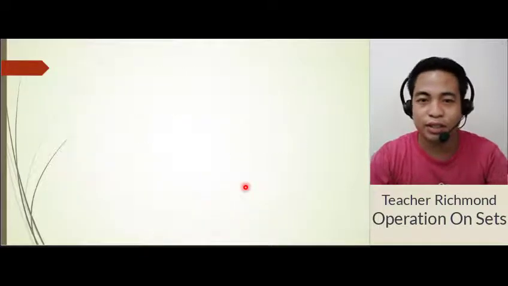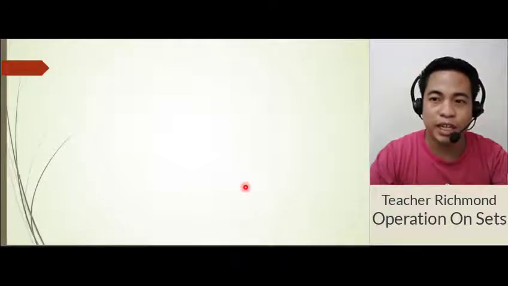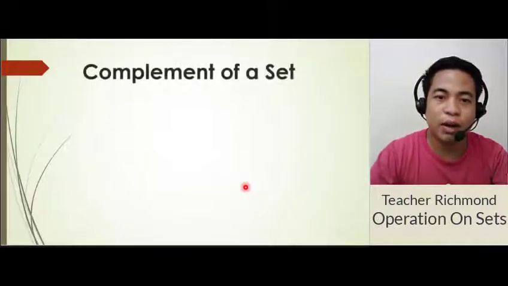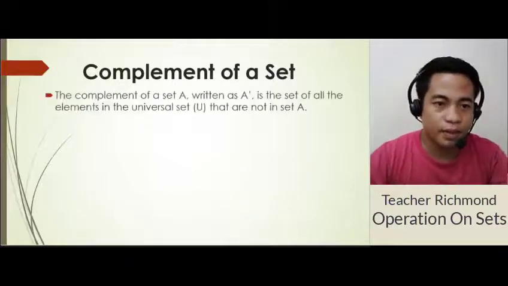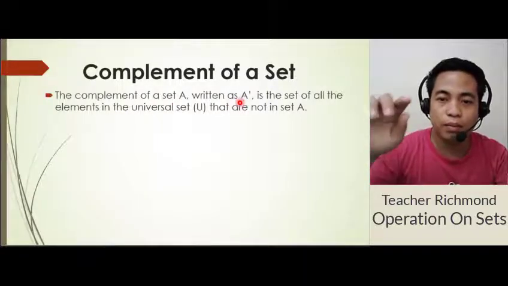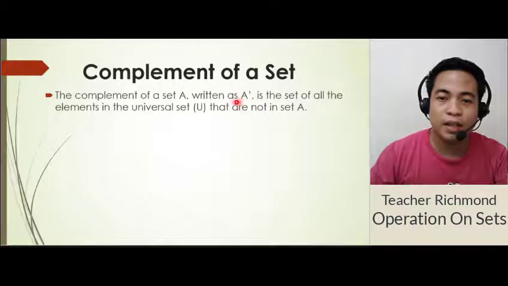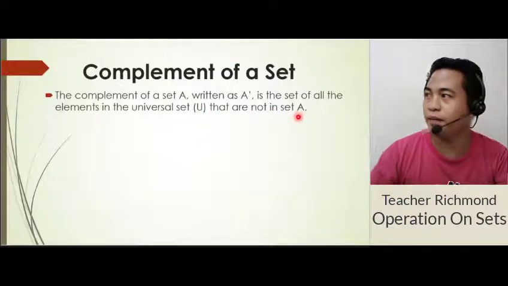Okay, very good. So, we will proceed to the next one, complement of a set. The complement of a set A, written as A with an apostrophe, is the set of all elements in the universal set that are not in set A.